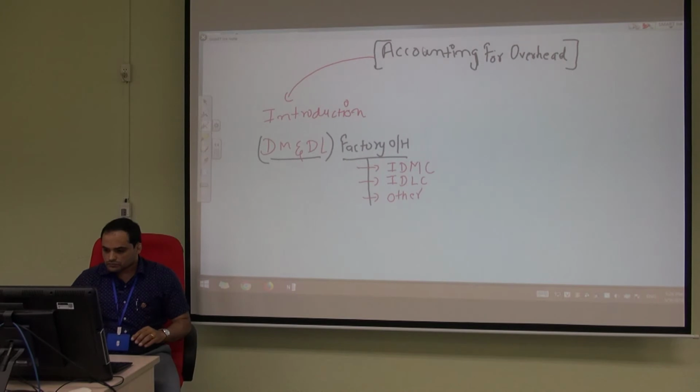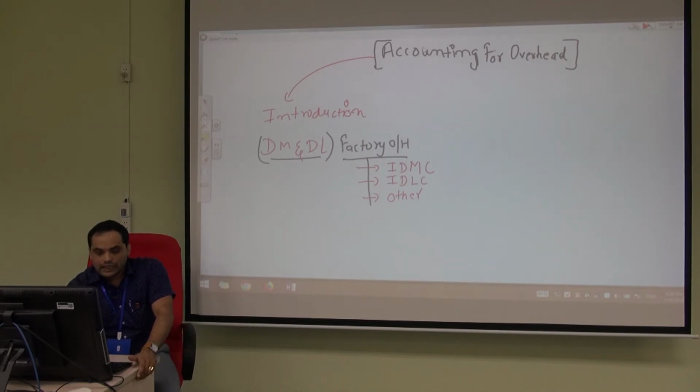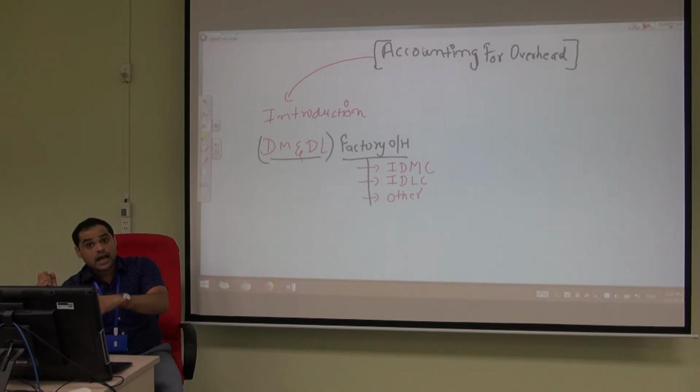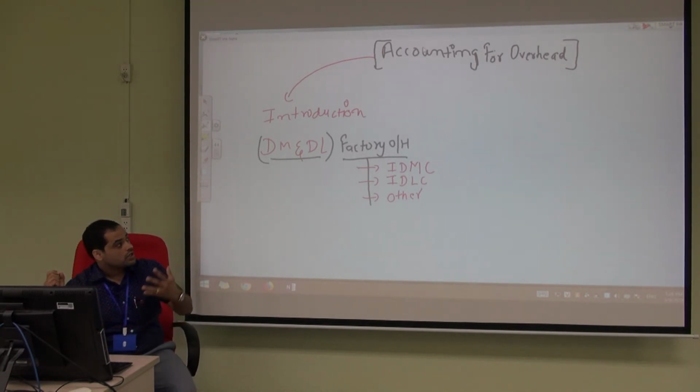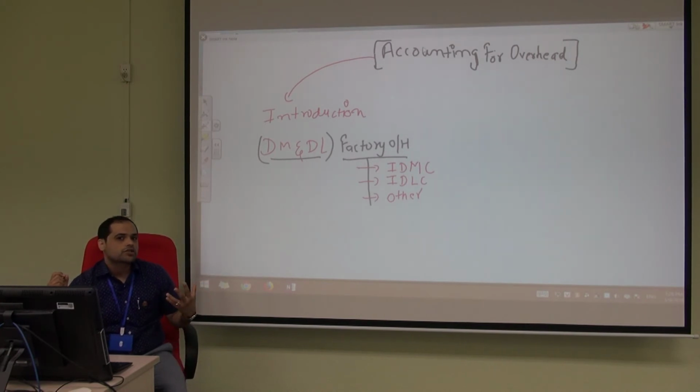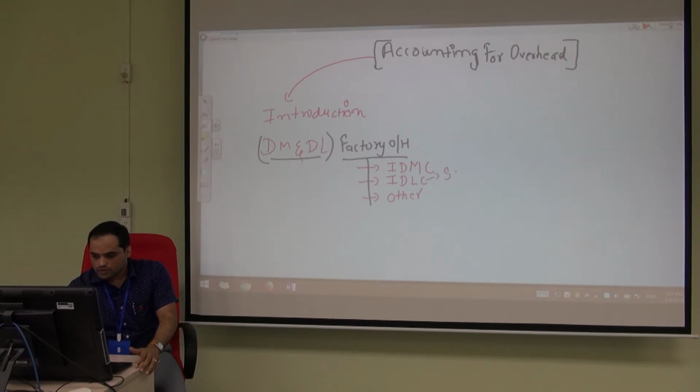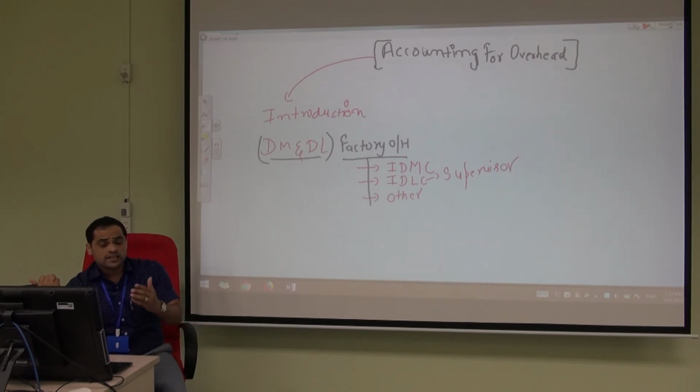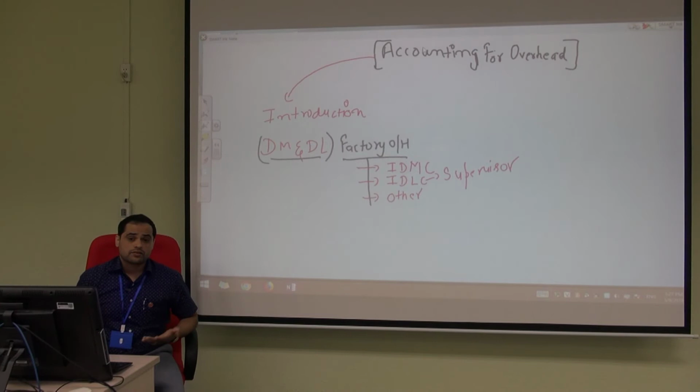Alright. Next one is indirect labor cost. As you can see the name, indirect. So in simple language, the labor which is indirectly involved into production is called indirect labor cost. Such as supervisor. The cost of supervision is indirect labor cost because the supervisor doesn't directly get involved into production.